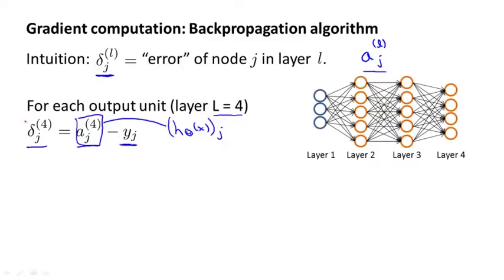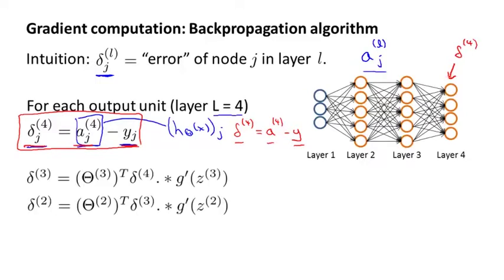And by the way, if you think of delta, a, and y as vectors, then you can also come up with a vectorized implementation of this, which is just delta 4 gets set as a4 minus y, where each of these, delta 4, a4, and y, is a vector whose dimension is equal to the number of output units in our network. So we've now computed the error terms delta 4 for our network.